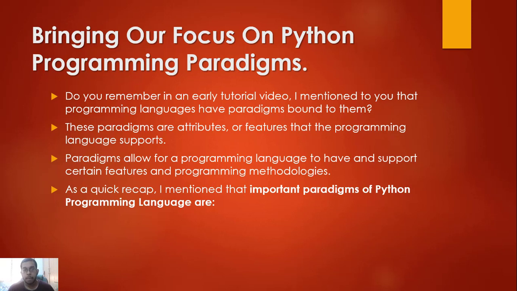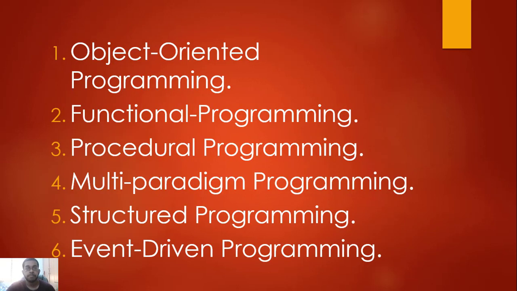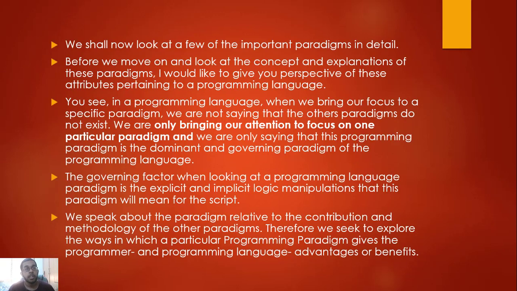As a quick recap, I mentioned that important paradigms of the Python programming language are: number one, object-oriented programming; number two, functional programming; number three, procedural programming; number four, multi-paradigm programming; number five, structured programming; number six, event-driven programming. We shall now look at a few of the important paradigms in detail.